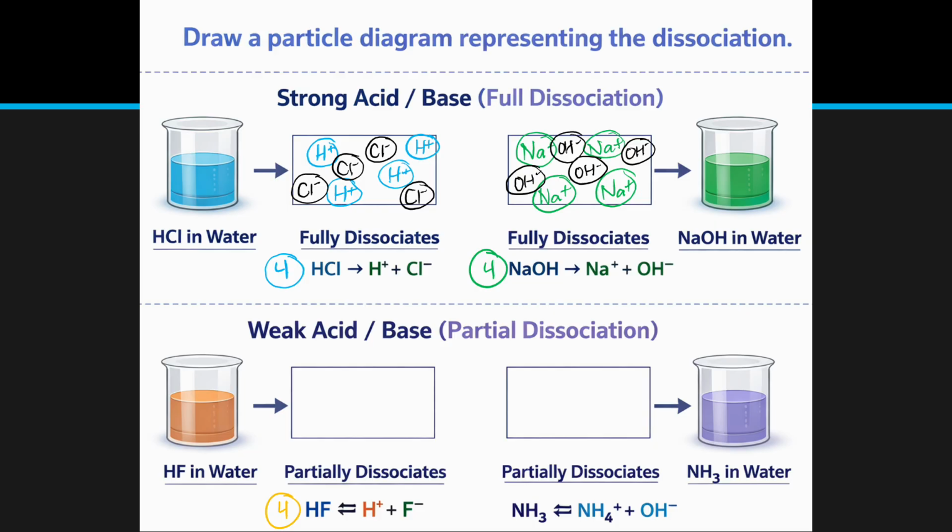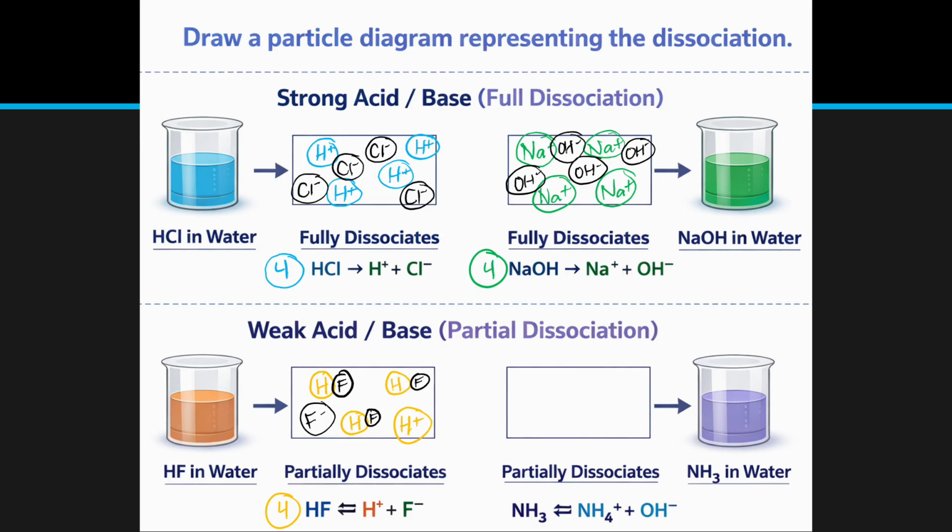So I have 3 HF, and then 1 H plus by itself. And then we're going to have 3 fluorines still together on the hydrogen, and then 1 fluoride ion by itself. So you can see at the particle level that 3 out of the 4 molecules are still together, not dissociated, and then we have 1 that is dissociated into the constituent ions.